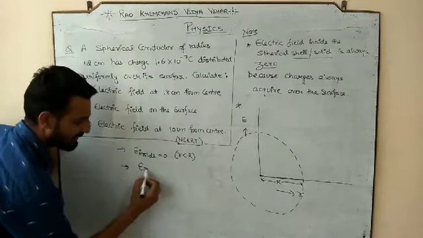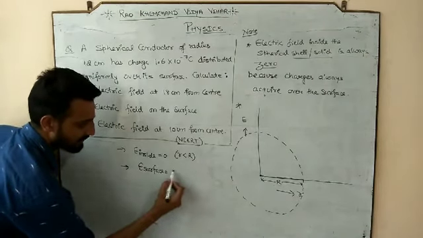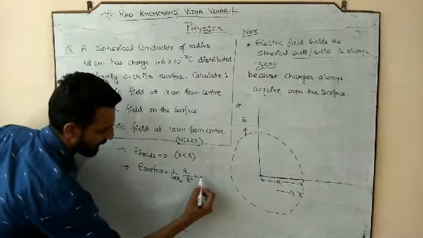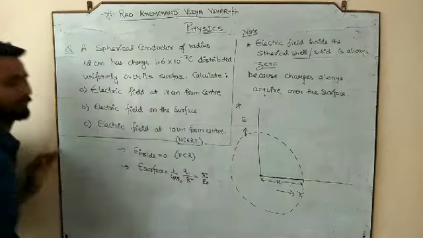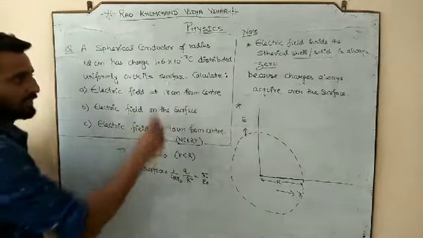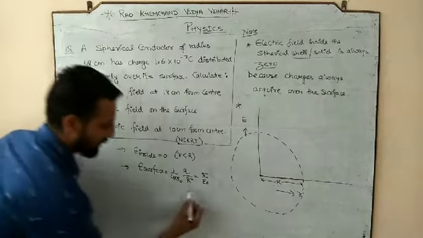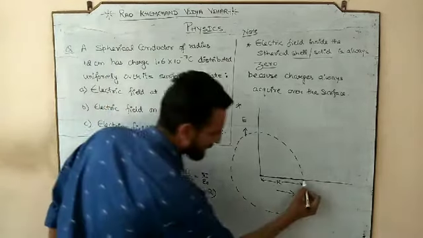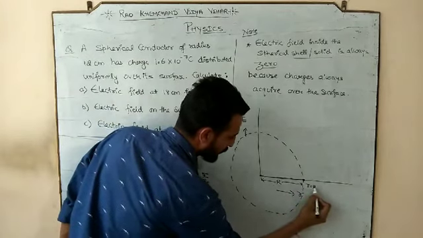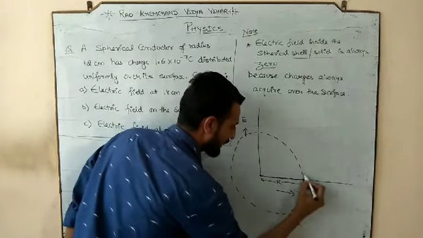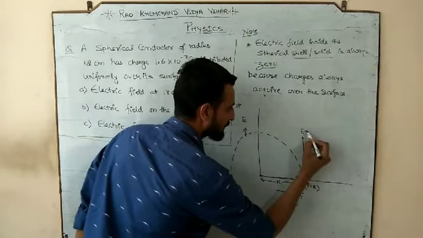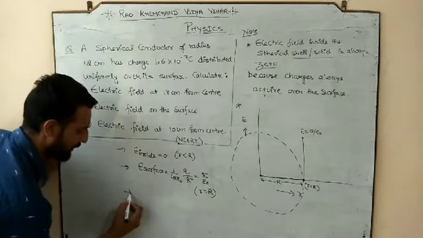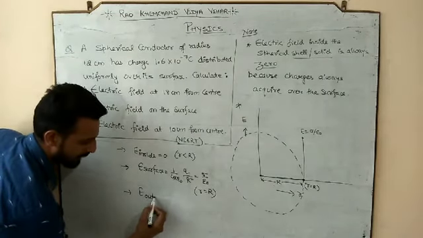Second case, the electric field at the surface. This was 1 by 4 pi epsilon naught Q by capital R square, or it was sigma by epsilon naught. You can check from the previous derivation that you have noted down. This was the condition when small r is equal to capital R. So at this point, the electric field would be sigma by epsilon naught. Done?